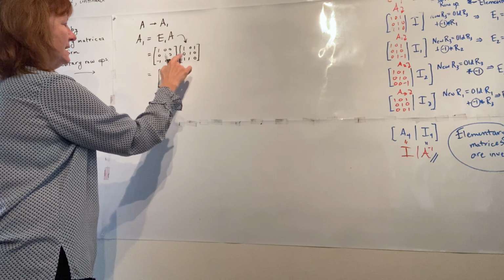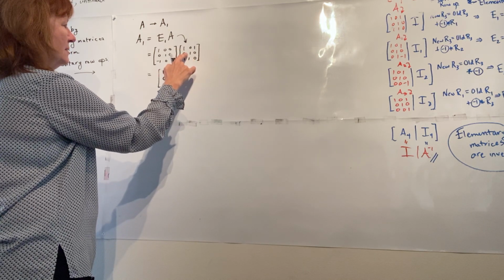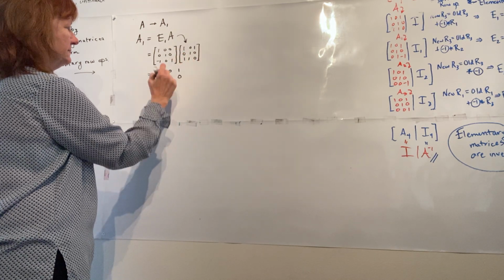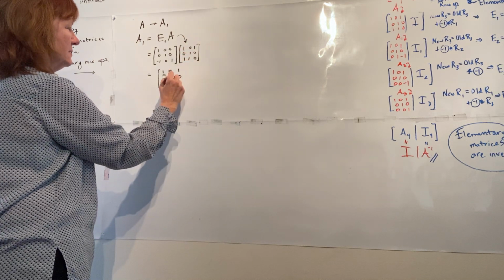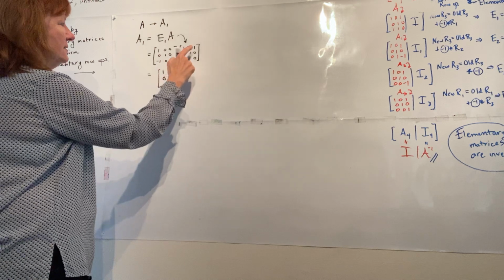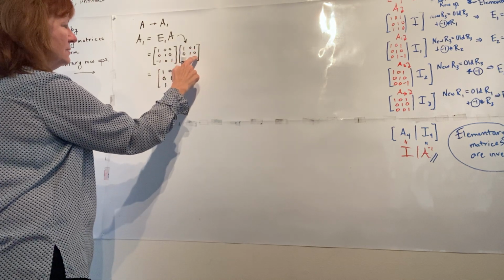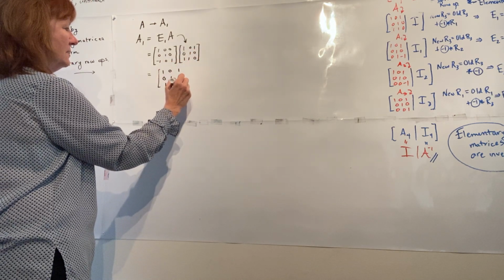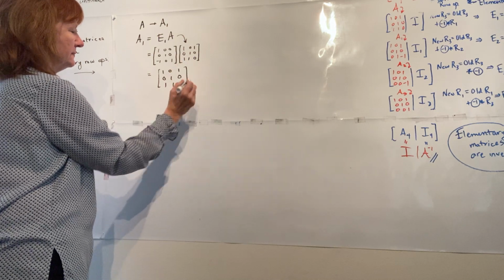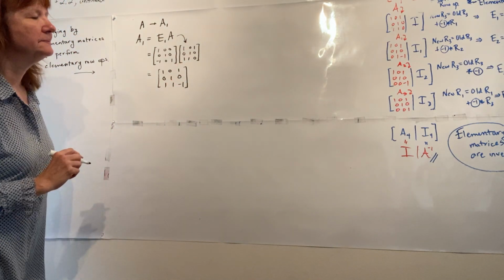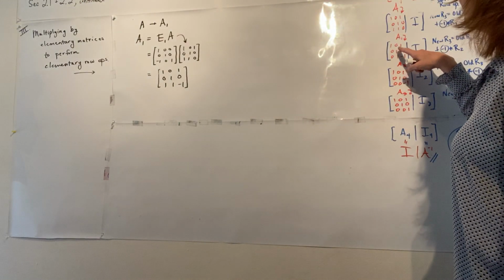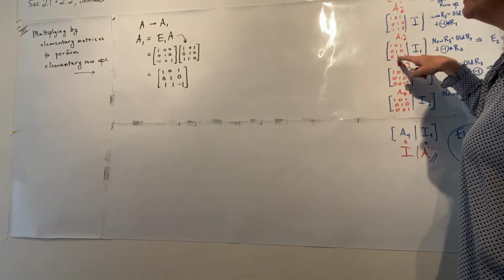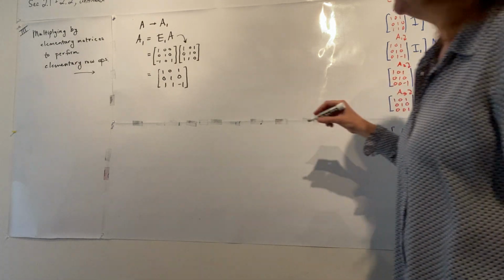So if we do that, we get negative 1 plus 0 plus 1, 0 plus 1 plus 0, and negative 1 plus 0 plus 0. That should be A1. Let's check. 1, 0, 1, 0, 1, 0, 0, 1, negative 1.